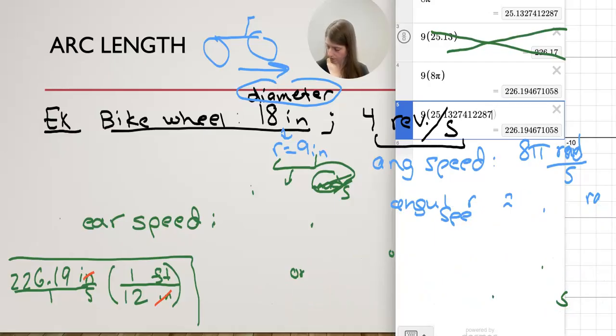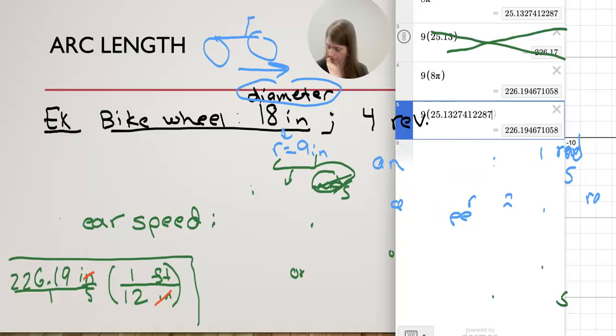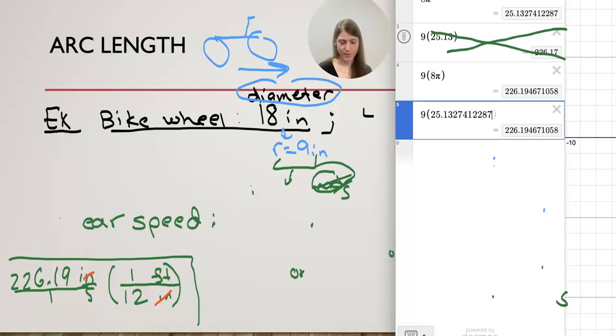Sorry, guys, that's taking a little bit of time there. My eraser is super small. Thank you for your patience there.